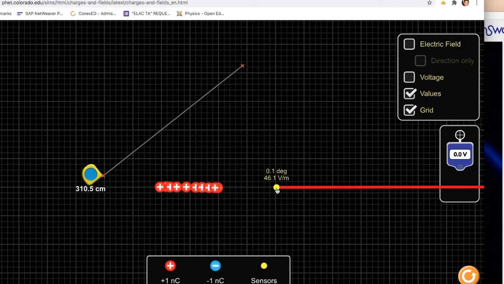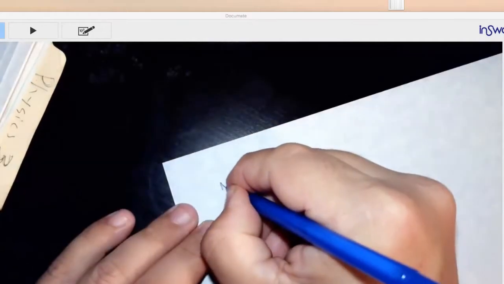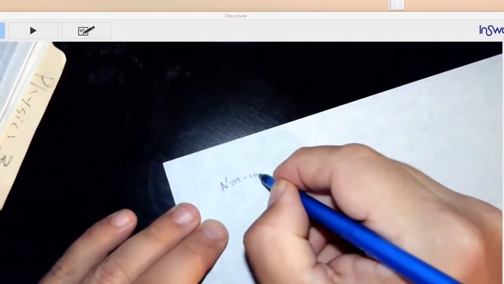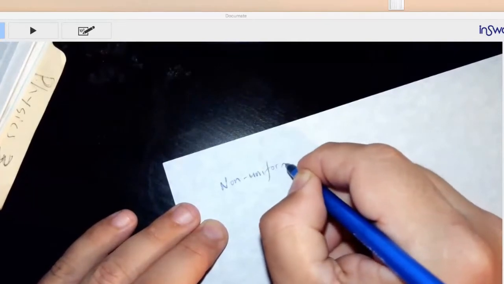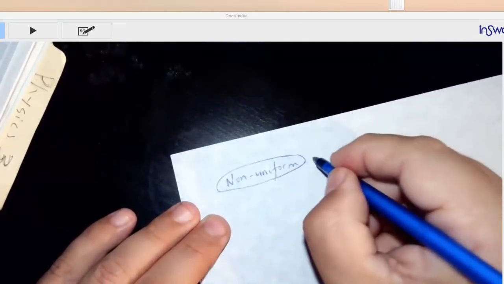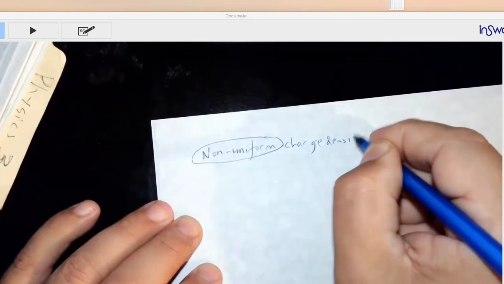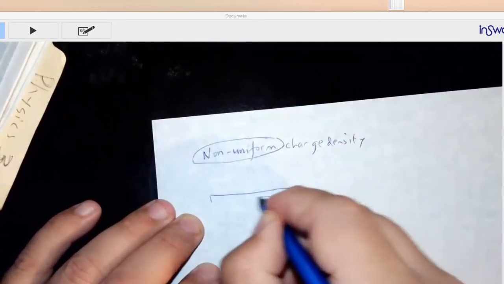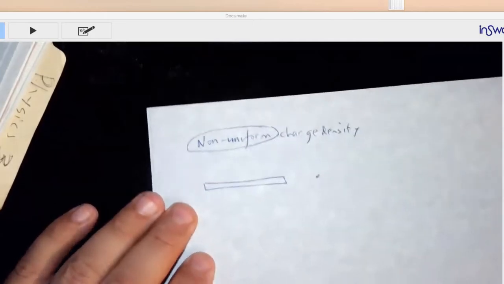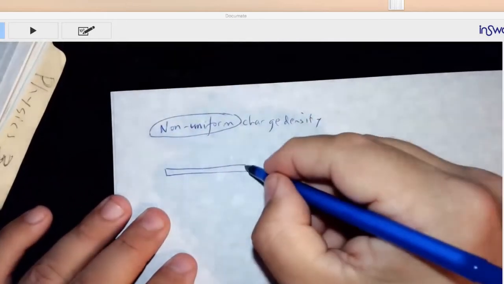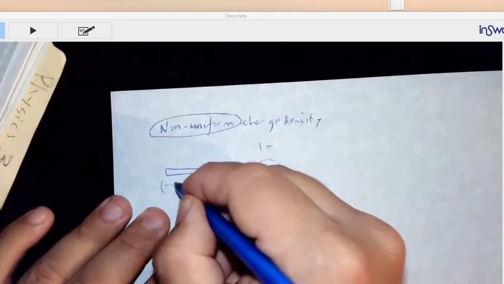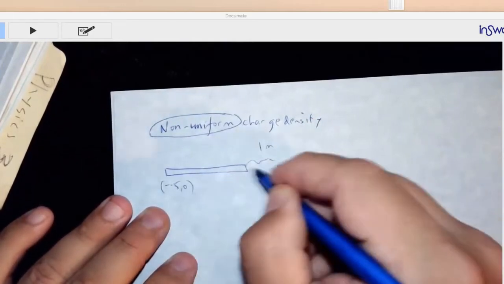Okay, so how would we do the integration for this? This is called non-uniform charge density. So let's do the side of the rod, and then we'll do the middle. This one I'm going to do straight up numerical answer. So let's say I want to know 1 meter away, negative half, 0 to a half, 0.